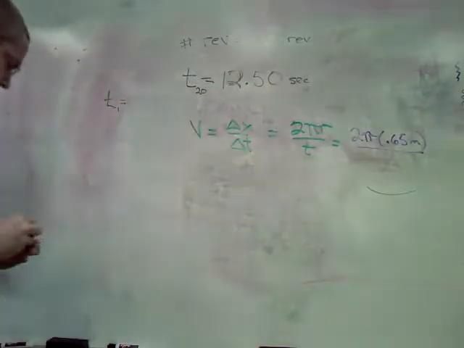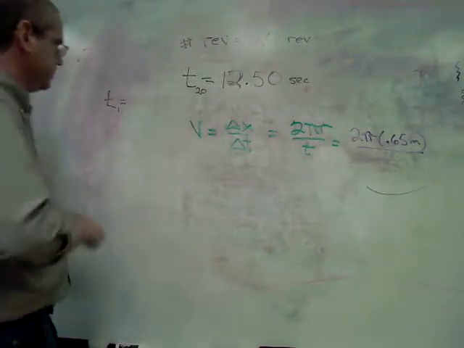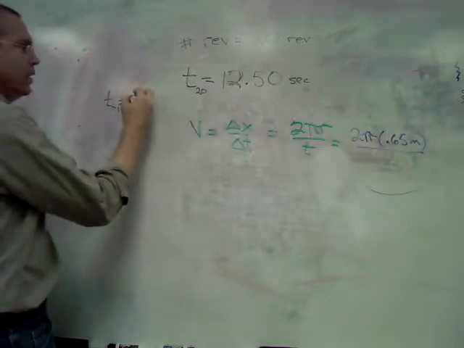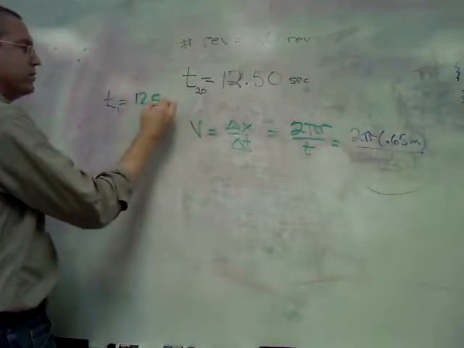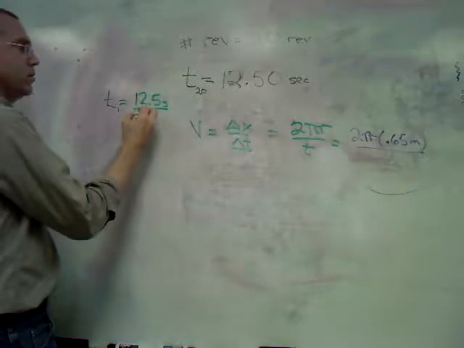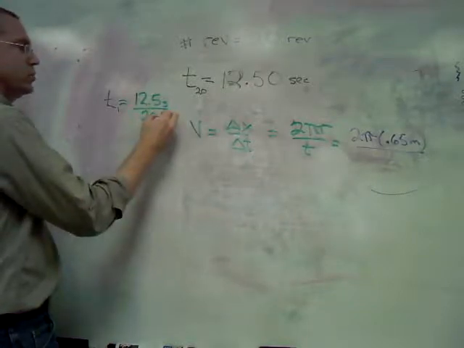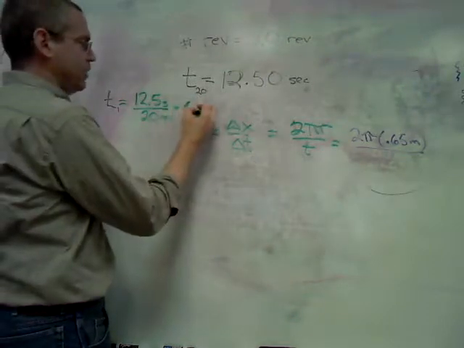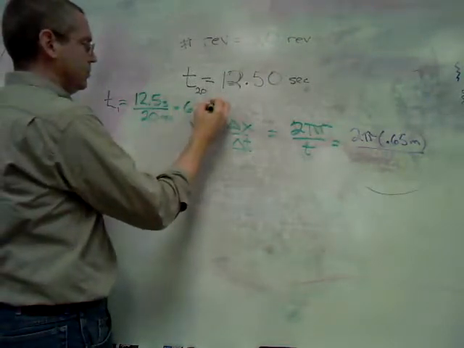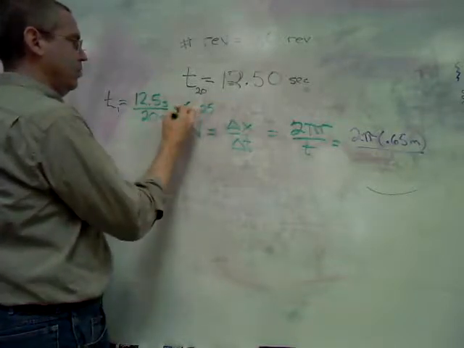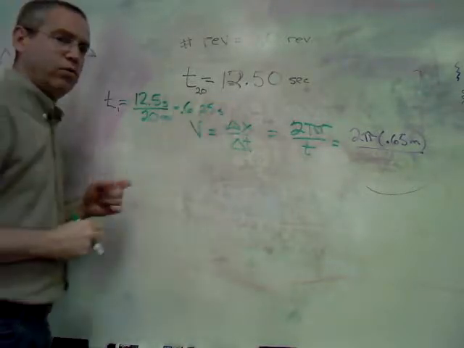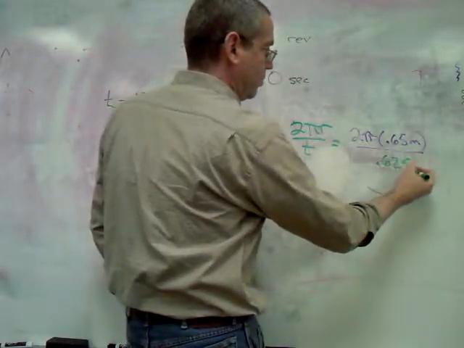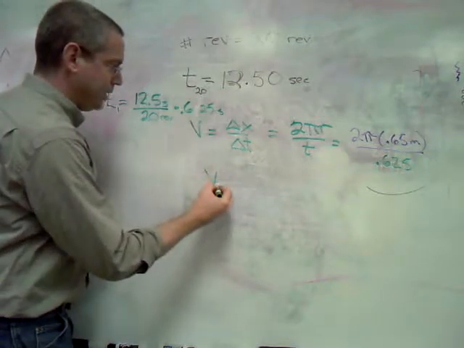is going to be 12.5 seconds over 20 revolutions. And if I do that math, I get 0.625 seconds for 1 revolution. And so over here I divide by 0.625. And so I end up with the speed.